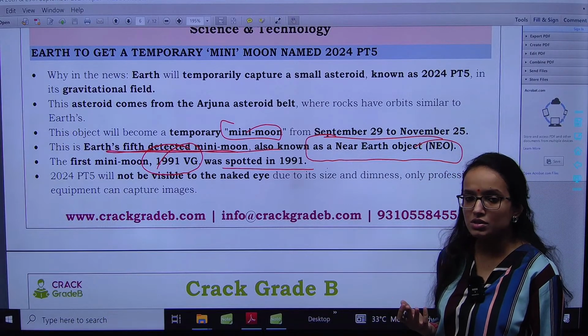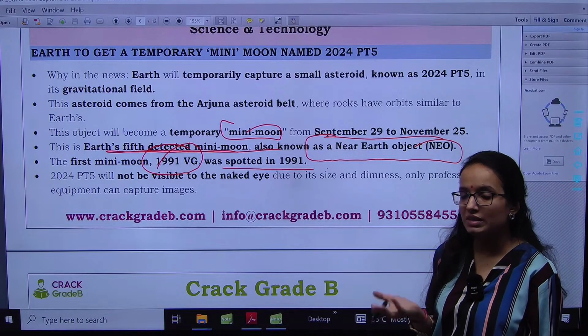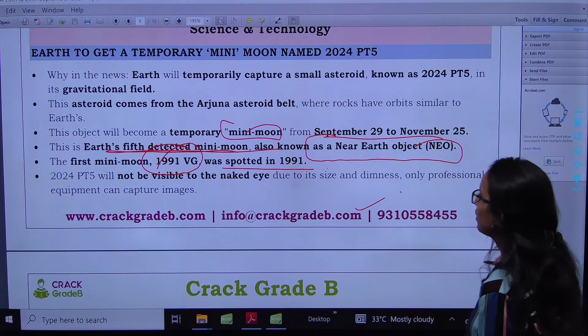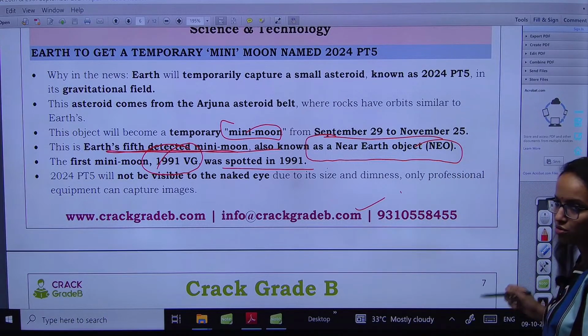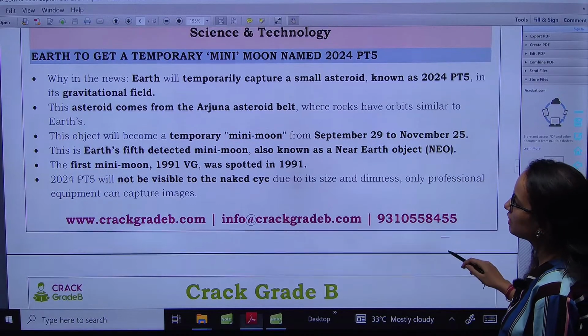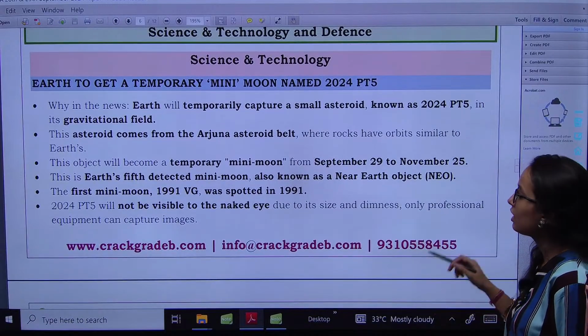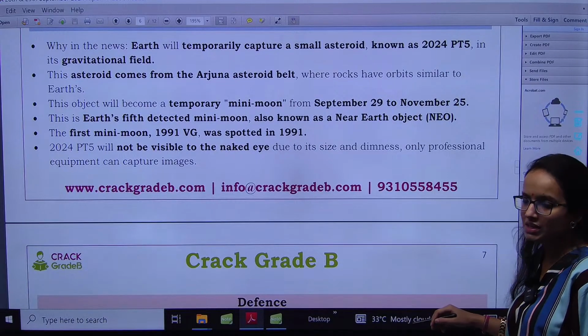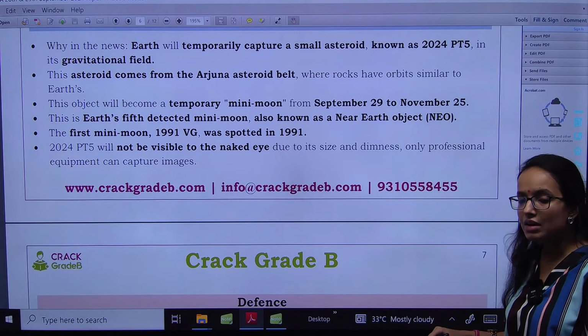Now, this is not going to be visible with the naked eye. You will require a telescope for that. So only professionals will be able to capture that picture. Just remember this, it is a part of the Arjuna asteroid belt, and fifth in the series of mini moons or near Earth objects we have witnessed so far.